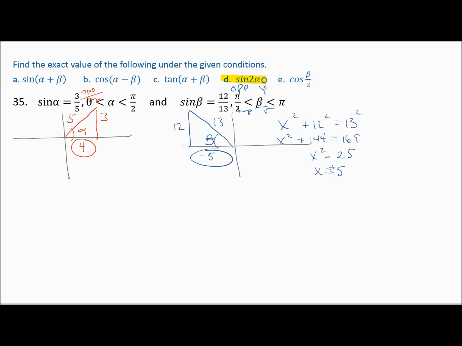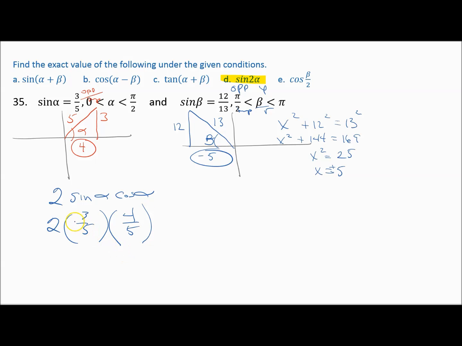Alright, now for part D, sine of 2 alpha. So I need a formula for sine of 2 alpha. And the formula is 2 sine of alpha cosine of alpha. And so that's going to be 2. My sine of alpha was given to us as 3/5, or we could calculate it again by opposite over hypotenuse or y over r. Cosine of alpha, so I'm looking at the same picture, is going to be adjacent over hypotenuse or x over r.